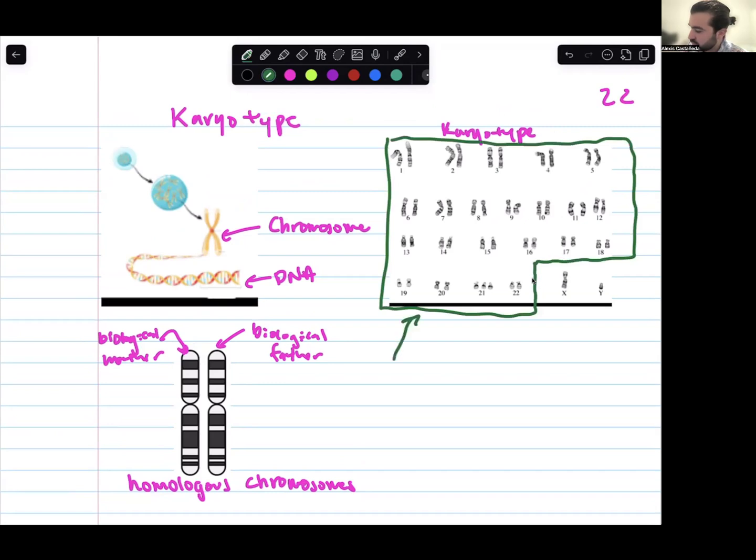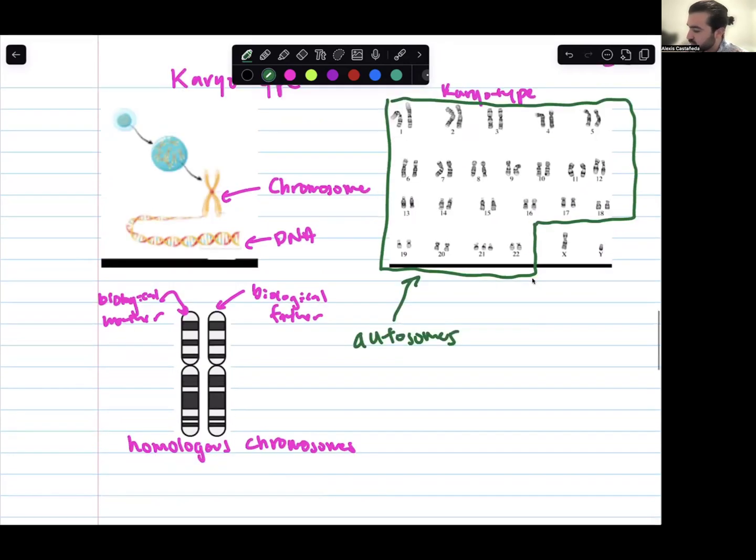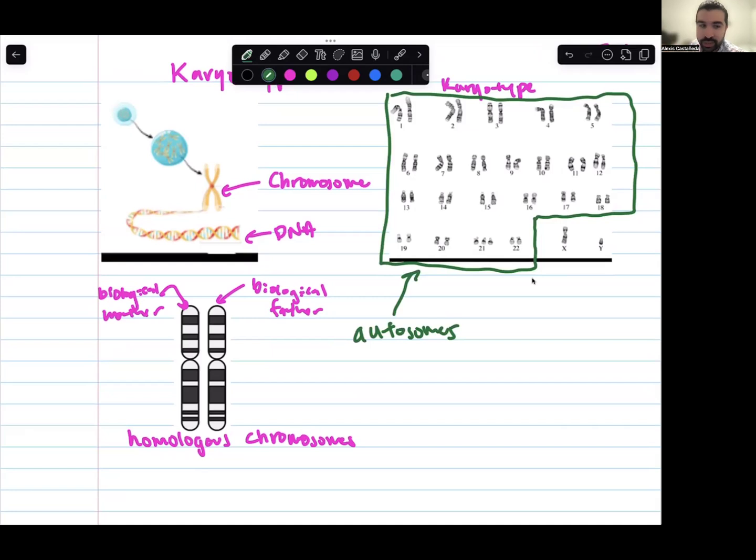These guys, we call autosomes. The first 22 pairs of chromosomes, we call them autosomes. These are the chromosomes that determine your height, your hair color, your eye color. They determine your characteristics, your physical characteristics.